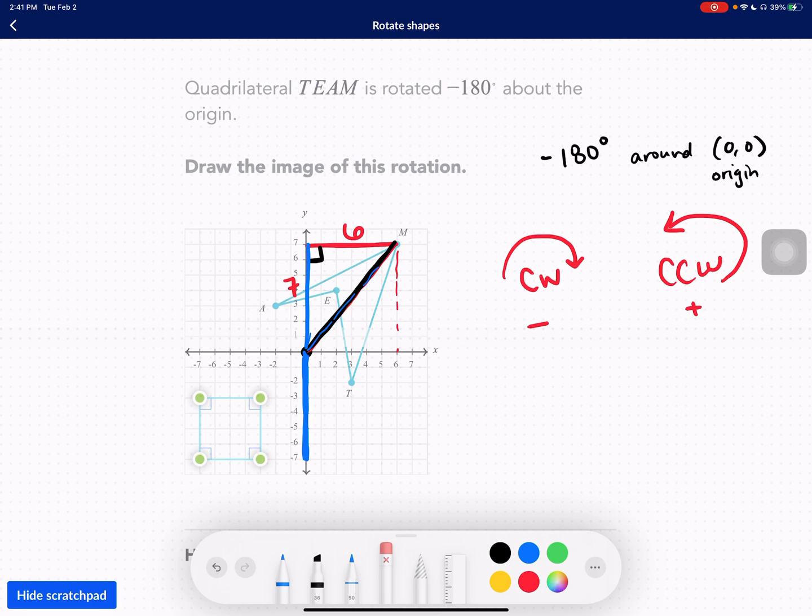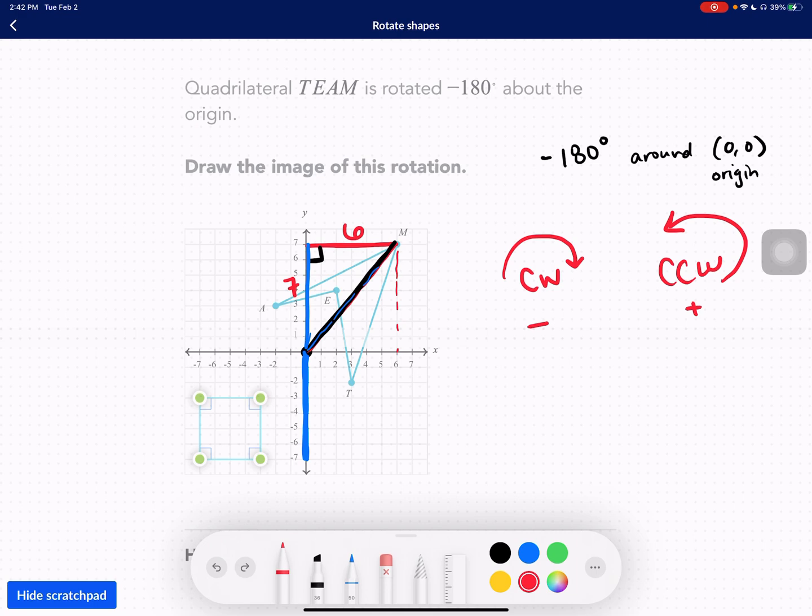So now what we want to do is say, okay, well then the 6 unit line, let's see that here. If we want to rotate this 6-unit line 180 degrees, try to imagine, if I were to rotate it 180 degrees, it's not going to end up right here. That's not far enough away. That would be only a 90-degree rotation there, okay?